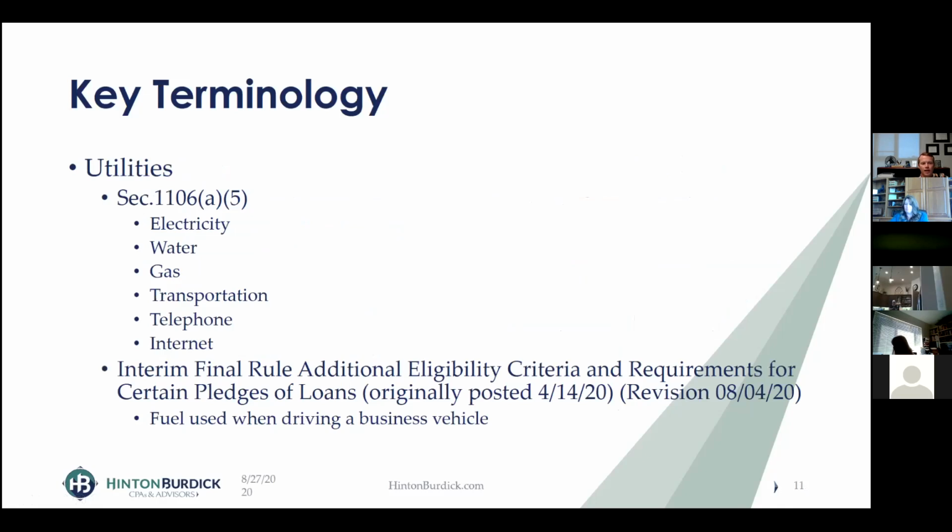And I wanted to jump back to utilities. So that's pretty broad. We will need to show an invoice for the utilities and then the actual canceled check. That does include your standard utilities, electricity, water, gas, telephone, internet. It also mentions transportation, and they clarify that fuel used when driving a business vehicle is a transportation expense, and that can qualify. So any fuel that's used in a business vehicle during that covered period, you need to have actual receipts and substantiate that expense, but that will qualify for utilities expense and be a qualifying expense.